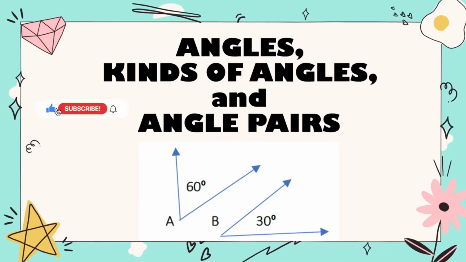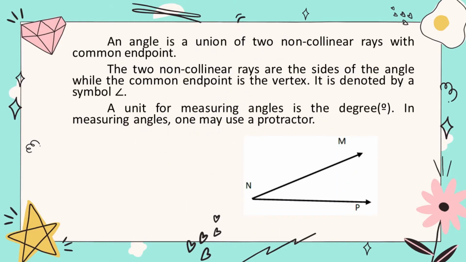Our topic for today is about angles, kinds of angles, and angle pairs. Okay, so let us start. First, let us define an angle. An angle is a union of two non-collinear rays with common endpoint.